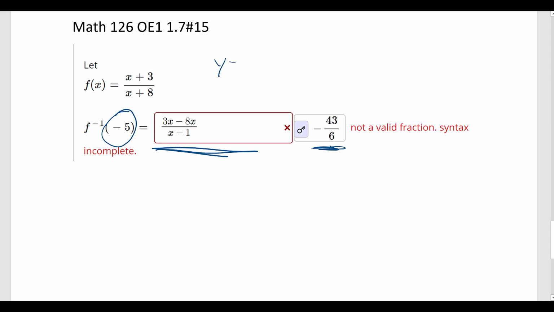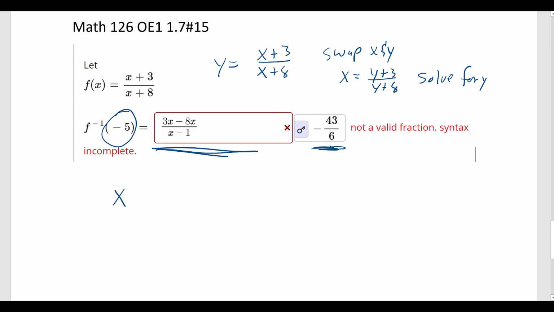I would say y equals x plus 3 over x plus 8. Then I would swap the x and y. This is one way of doing it. So that x equals y plus 3 over y plus 8. And we're going to solve for y. So we have this x equals y plus 3 over y plus 8.